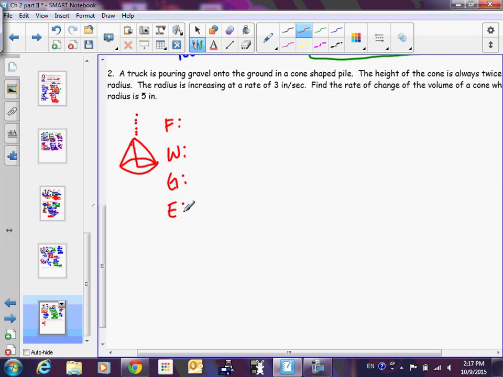Okay, so what should go next to the F? Find. I see rate of change, so I'm going to go d over dt. D of what? Of volume. So dV. And do you think this is going to be positive or negative? Is the volume increasing or decreasing? That's what you should be asking yourself. Positive, right? And so that's a good thing for us to know. We want to make sure our answer is positive. If we do everything else right, that should work out. Okay, when the radius is 5 inches.